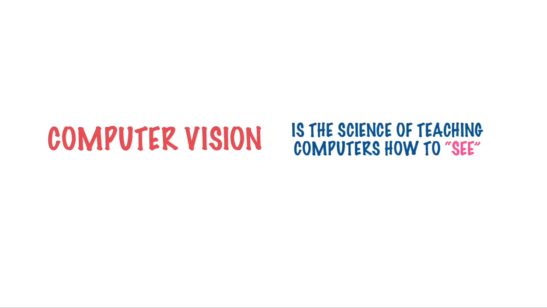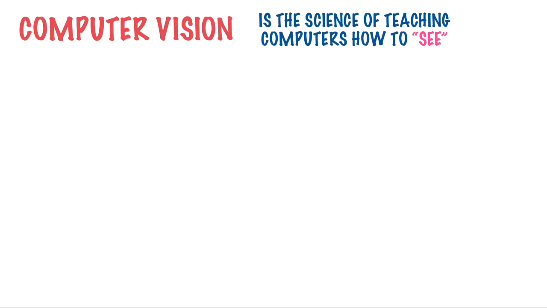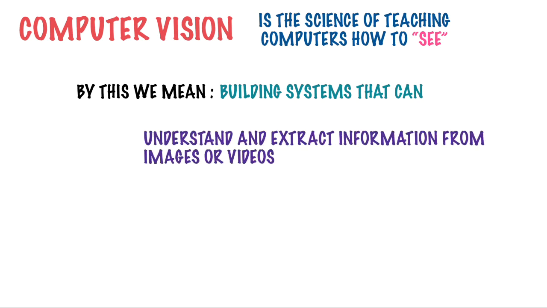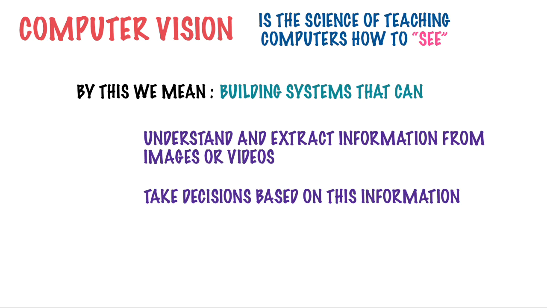Computer vision is a really interesting problem and it's an important application of machine learning. Computer vision is the science of teaching computers how to see. When we say see, we actually mean that we want computers to be able to identify and extract information from images and videos. We basically want them to look at images and videos and be able to understand them, what those images or videos are saying, be able to describe them. And then they should be able to take decisions based on this information.